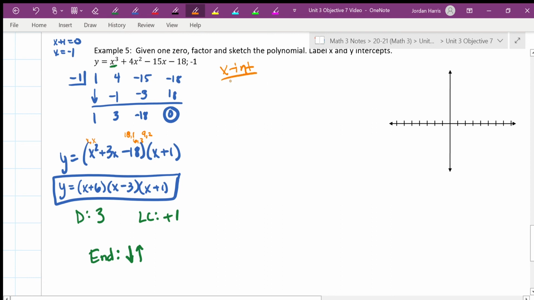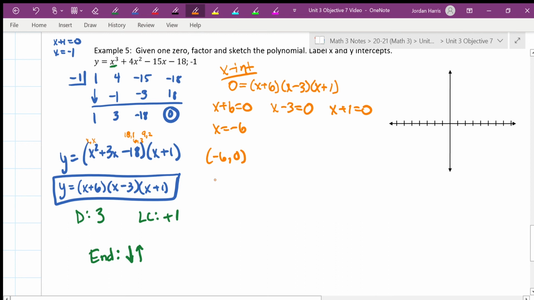X-intercept. Set 0 equal to y. And then I have these. They all are multiplicity of 1 again. Don't forget how to deal with multiplicity of 2, which gives you a bounce. Just trying to introduce the new things, not bog you down with all the other stuff in these notes, so they go a little quicker. So I get negative 6 comma 0 with a multiplicity of 1, positive 3 comma 0 also with a multiplicity of 1, and negative 1 comma 0 with a multiplicity of 1.